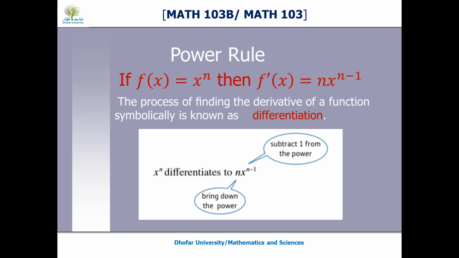The process of applying this power rule is very simple. What you need to do is bring down the power n in front of x, and then the power of x becomes n minus 1. You subtract 1 from the index, or the power, of x, and you will get the derivative of the function. So if f of x equals x to the power n, then its derivative f prime x equals n times x to the power n minus 1.